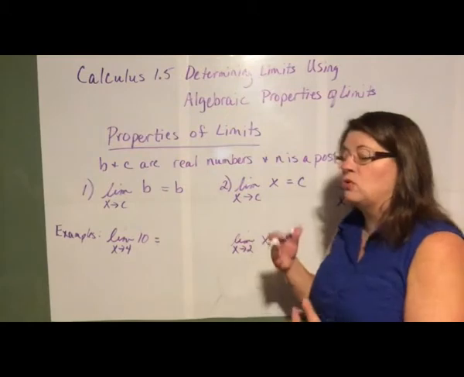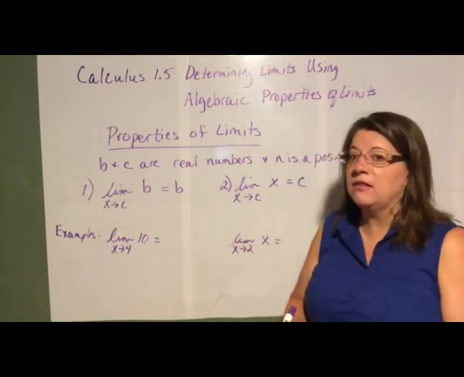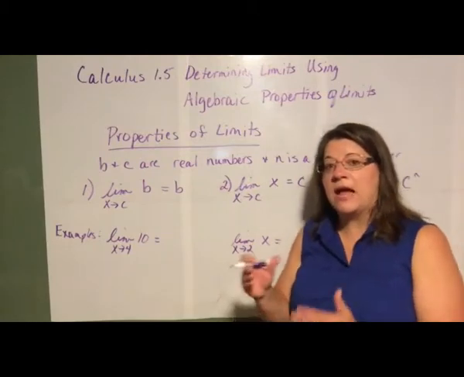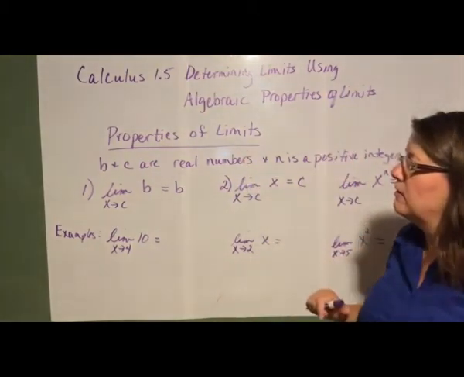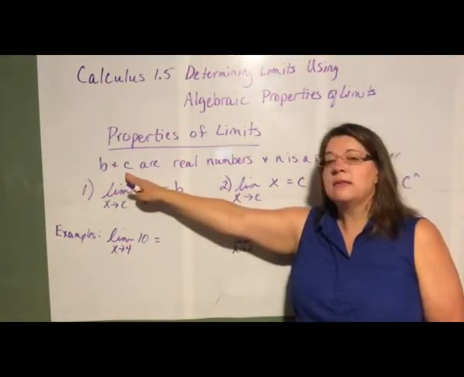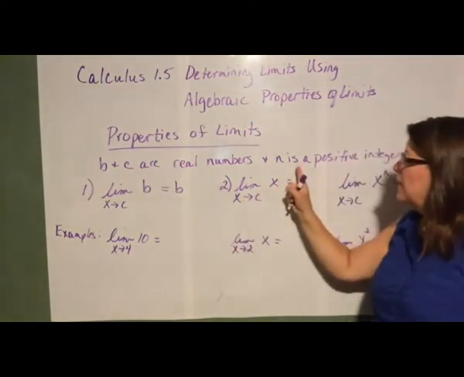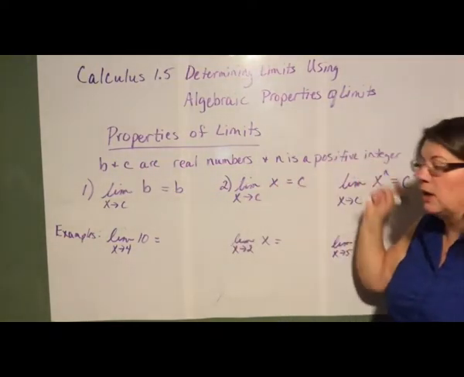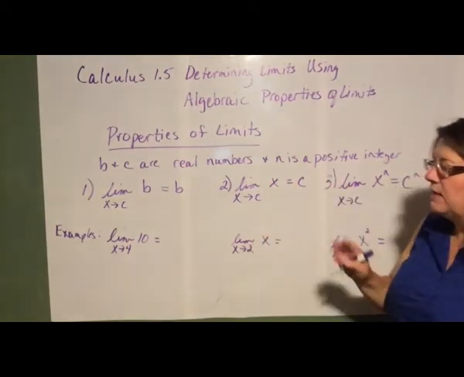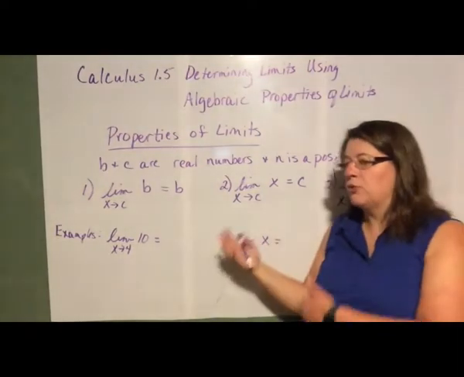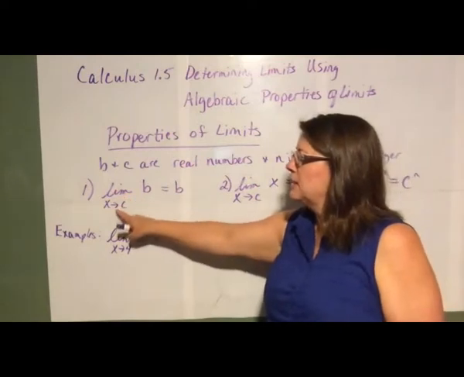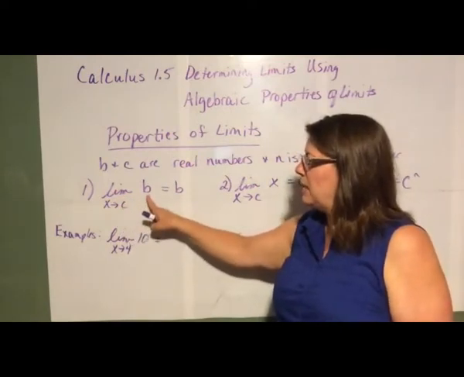And so this just shows you what you're allowed to do. And it really is pretty much common sense, but I want to make sure that you see some examples and how this works. So these are properties of limits. And basically for every one of these properties, we're going to say that b and c are real numbers and that n is a positive integer, okay? And I've got three different properties here, and these are very simple properties, and then we'll get into properties of some functions after this. So the first one is the limit as x approaches c of b will equal b.